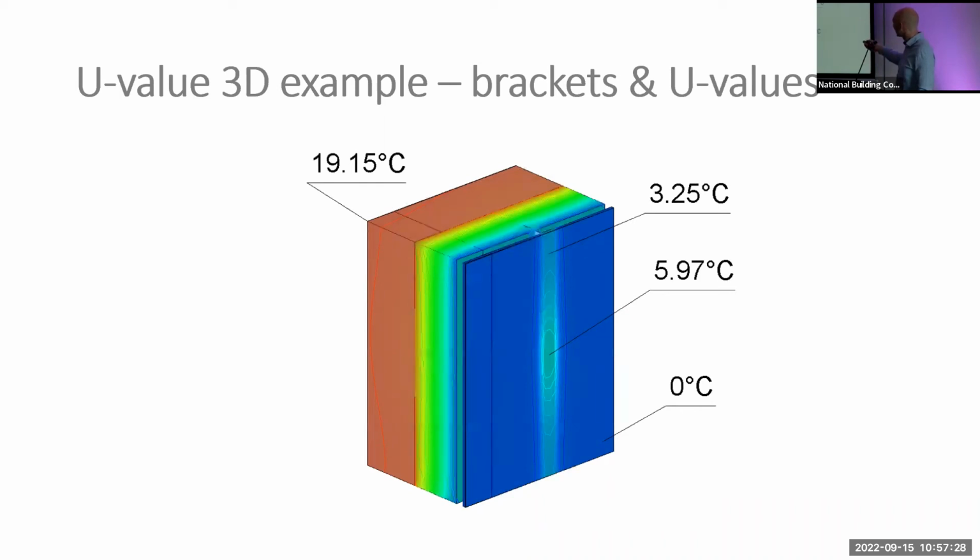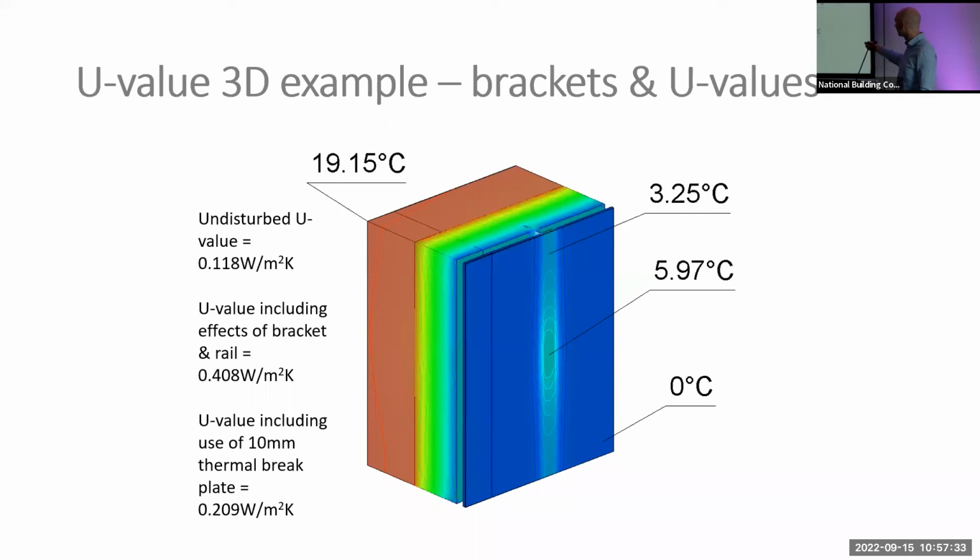You might model the bracket with or without a thermal break and work out some values on it. The undisturbed wall value, just looking at that kind of section there, might give you a 0.118 U value. When you include the entire effect of the rail penetration and the bracket, it'll bring you up to 0.408. So you've got nearly a 4-fold increase in the U value there because of that system. Now, this is not an ideal system. It's not a great design, but it does happen.